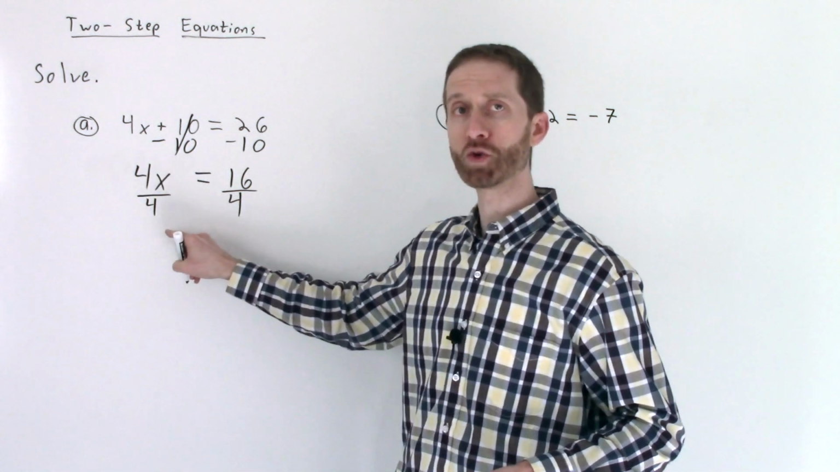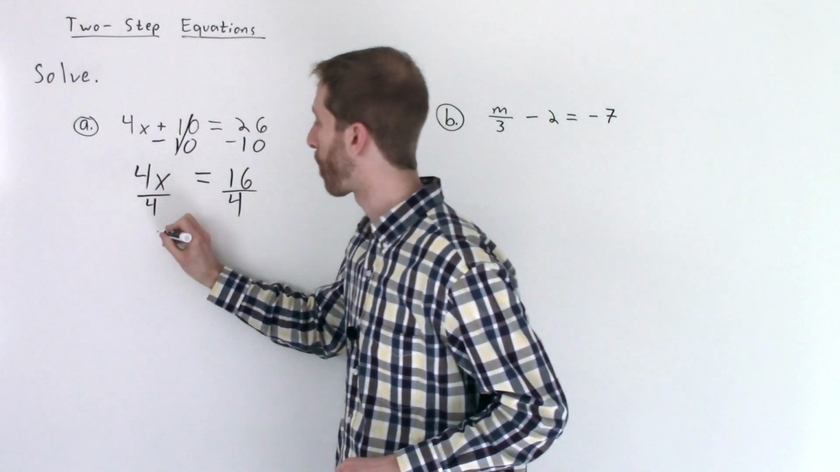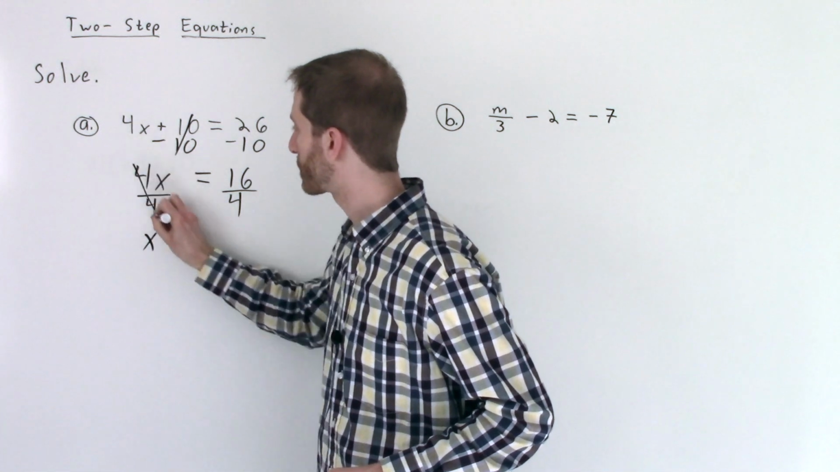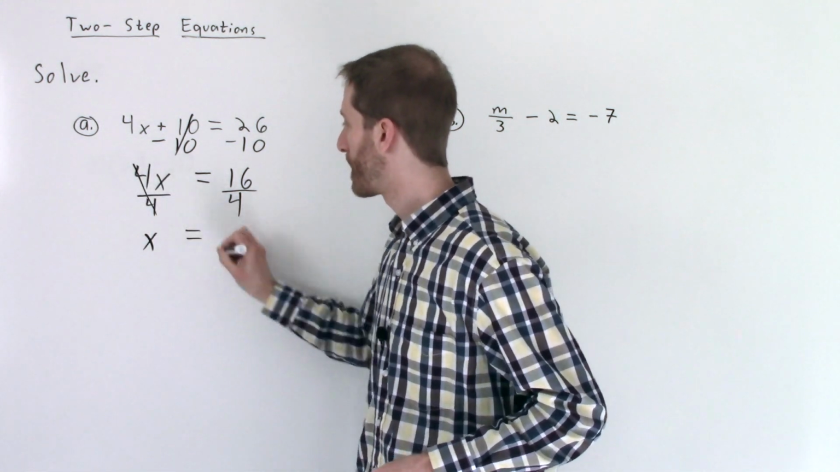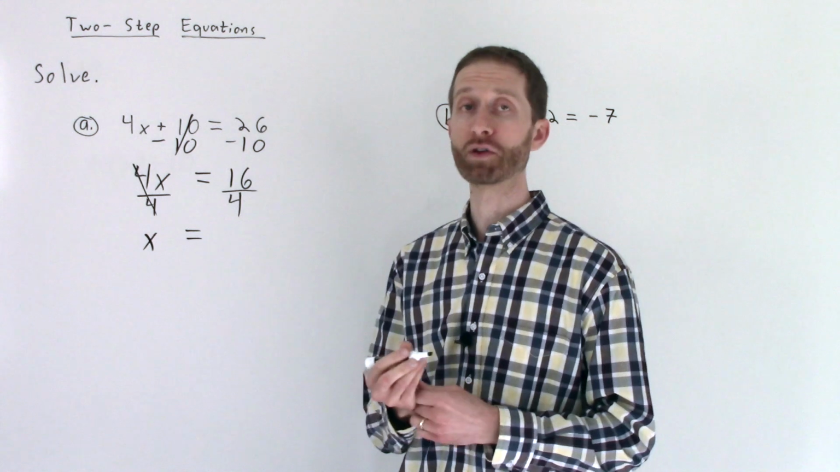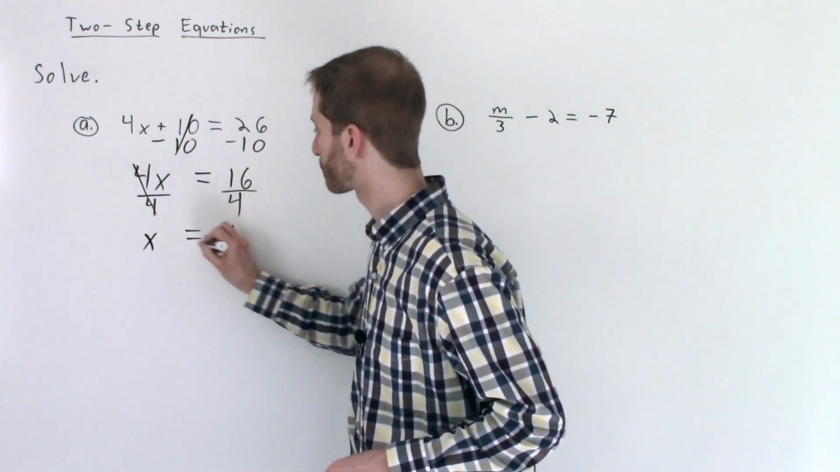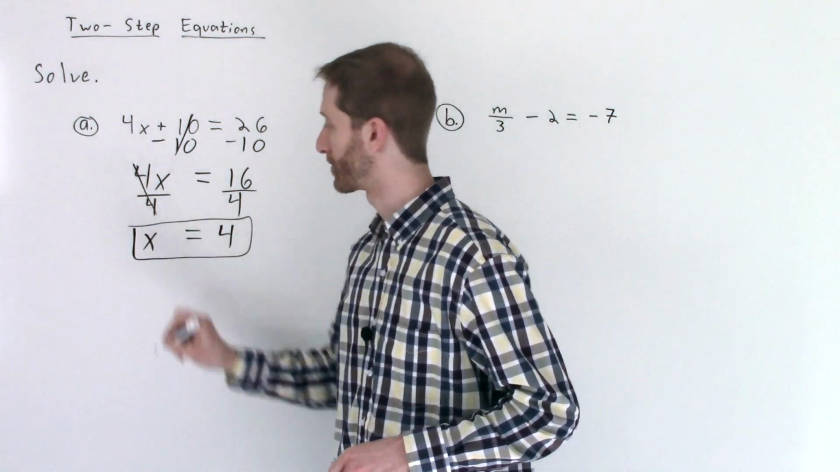Focus first on undoing that side. 4 divided by 4 is 1. So we're left with x, 1 times x, or x. And then 16 divided by 4. Now focus on simplifying that. That is 4. And that right there is our answer.